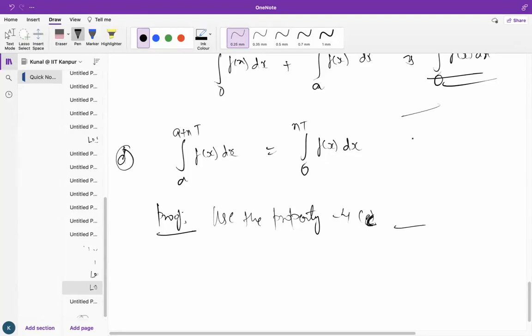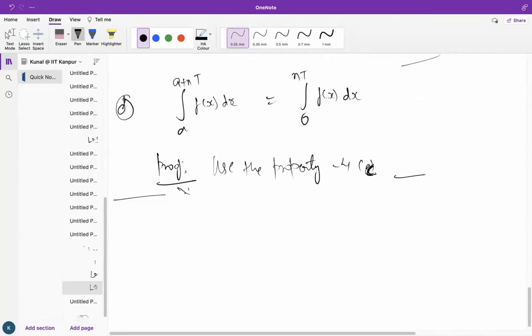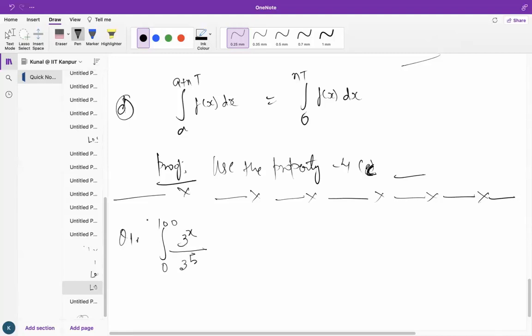Okay, so let me move to teach you its implementation, like how to implement those properties. Let's begin with an example. Let me rewrite here example or problem number 1. These are the properties that you have to implement in the given integral. Our question number 1 looks something like this: we are integrating from 0 to 100, and our given function looks like 3 to the power x divided by 3 to the power box x.